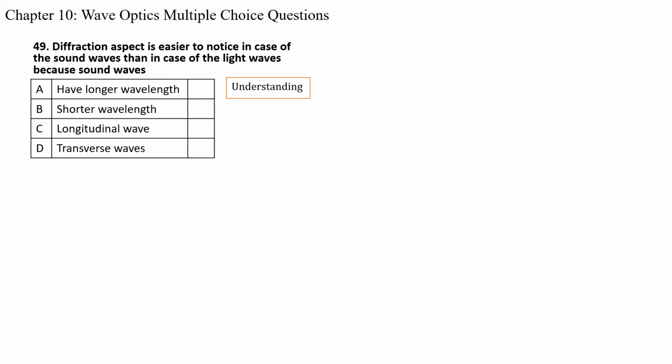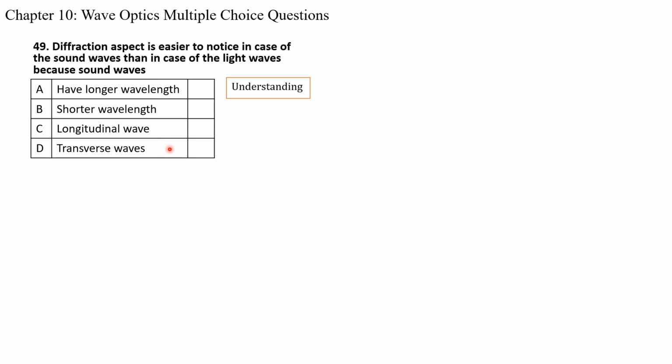Next question. Diffraction aspect is easier to notice in the case of sound waves than in the case of light waves because sound waves, four options are given. A, sound waves have longer wavelength. B, sound waves are having shorter wavelength. C, because the sound waves are longitudinal waves. Option D, transverse waves.